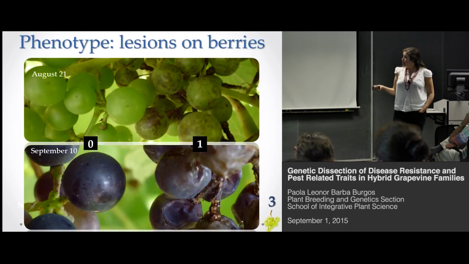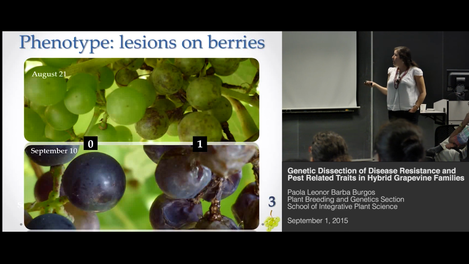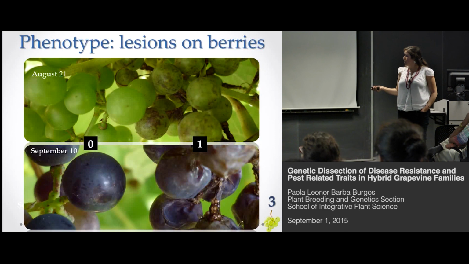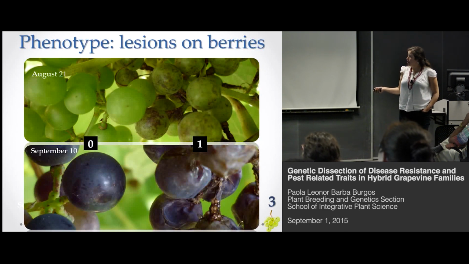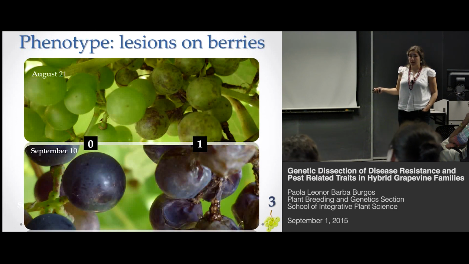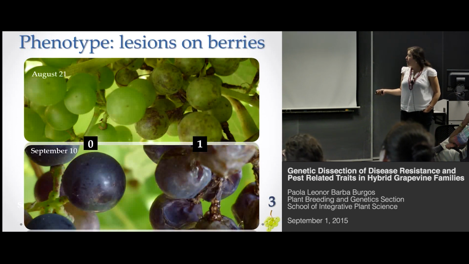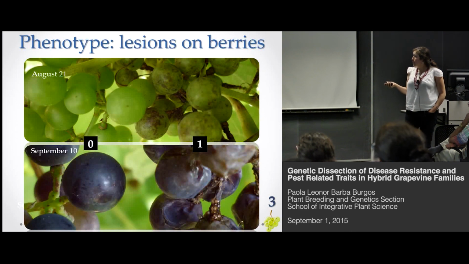We also found lesions on the berries, and here we have a progeny growing side by side, a resistant progeny here, and one of the susceptible individuals. This is all natural infection. Early in the season, you see these spots in the berries, and late in the season, the infected berries, you see here the rachis gets dry, while this resistant vine is completely healthy. So we score these 0 to 1, just presence or absence of the symptoms.